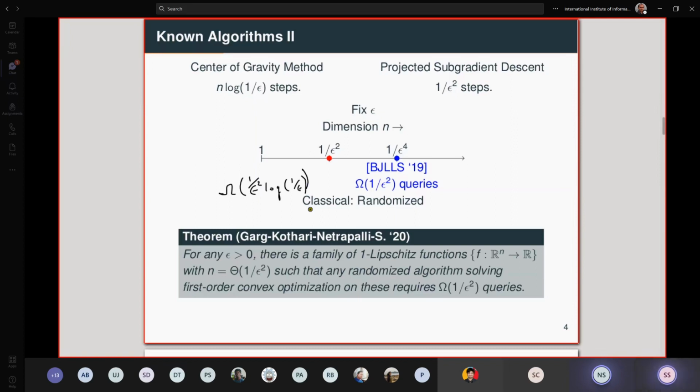So it's telling you already that as soon as you reach here, gradient descent takes over from center of gravity. And in fact, nothing can do better. Maybe a log factor better, but our result is saying no, even that log factor is not possible. And below 1 over epsilon square in the dimensions, the center of gravity still remains the best. It still remains the best even for randomized.